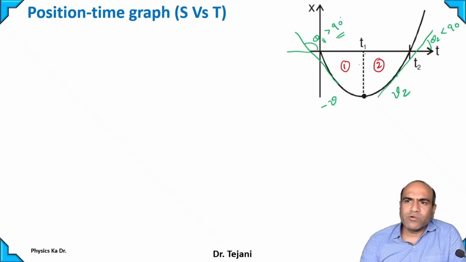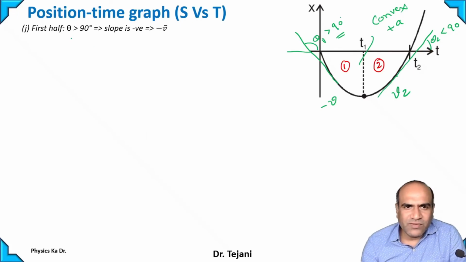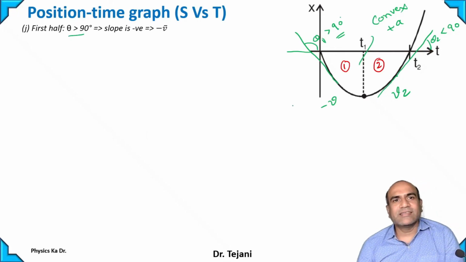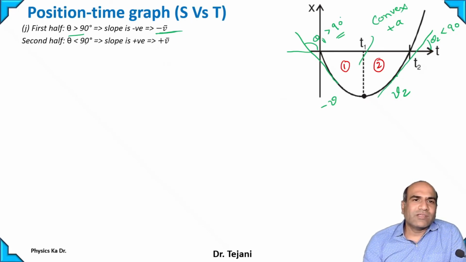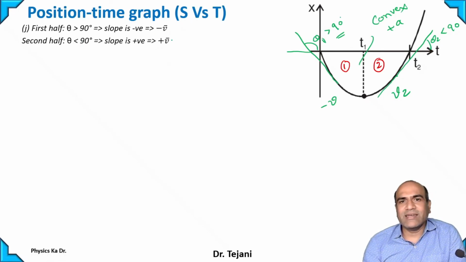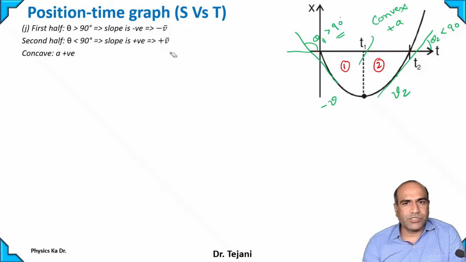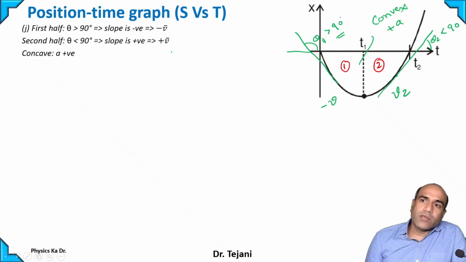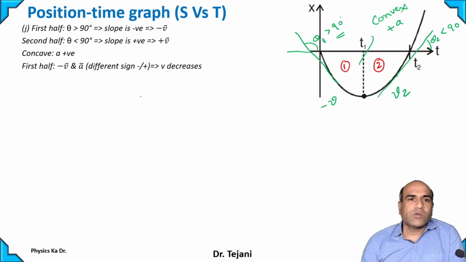What about shape? Shape is convex. That means acceleration is positive. Now we have everything. For the first half, theta is greater than 90, so negative velocity. For the second half, theta is less than 90 degrees, so positive velocity. And what about acceleration? Acceleration is always positive. So for the first half, velocity negative, acceleration positive. So what happened?